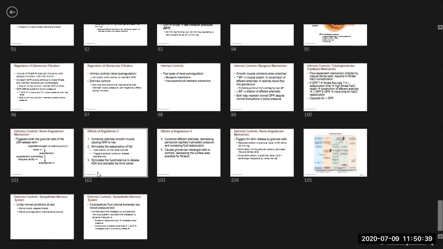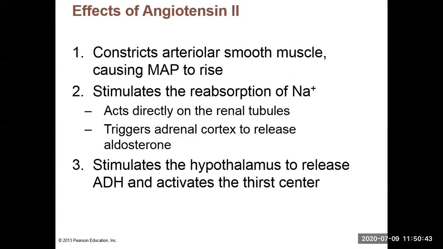So let's go ahead and take a look at the effect of angiotensin 2. We mentioned this already. That's increasing MAP. Stimulate reabsorption of the sodium. We already did that. This is the aldosterone, so we're done. Stimulate the hypothalamus to release ADH. Well, the hypothalamus actually goes to the posterior pituitary and then it releases, so we're done.